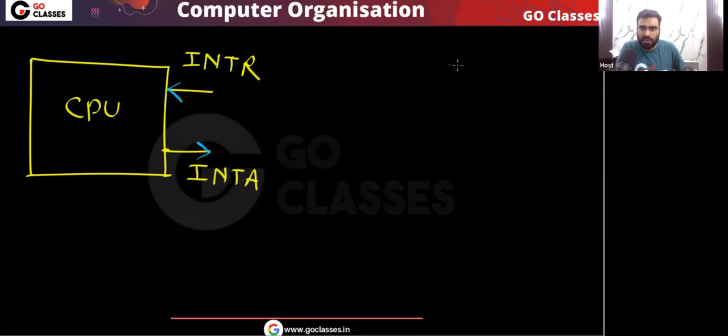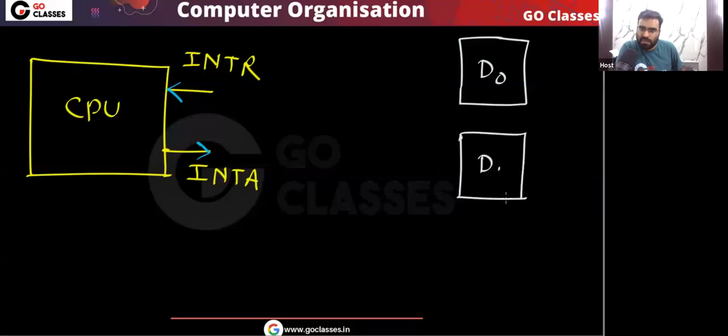But remember, we have many IO devices. Yes or no? So let's assume you have IO devices. For example, this IO device D0 is there, and maybe this IO device D1 is there. Maybe this IO device D3 is there. So these are the IO devices. Now let me tell you what happens. On the CPU, you have a single pin, but remember, these devices have their own pin.